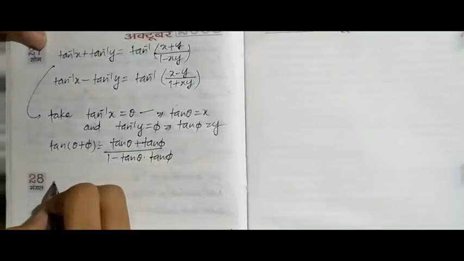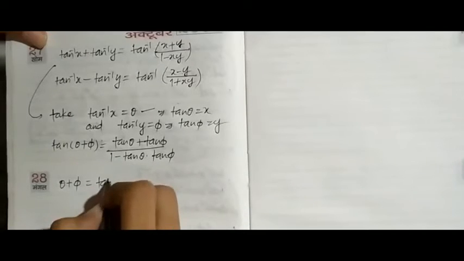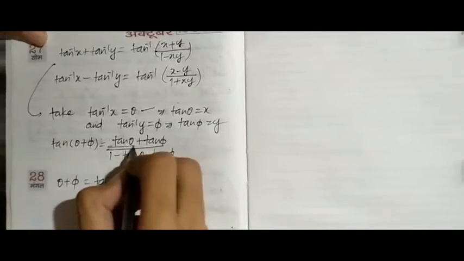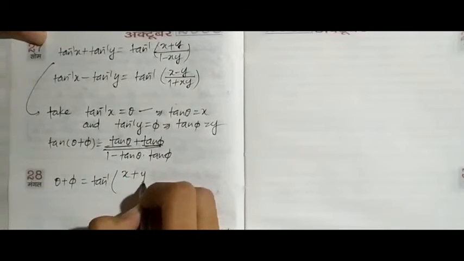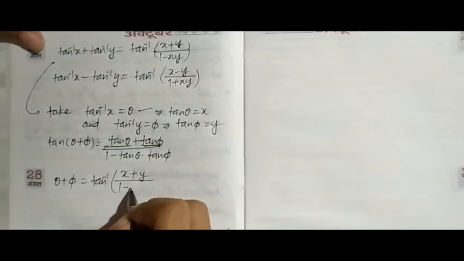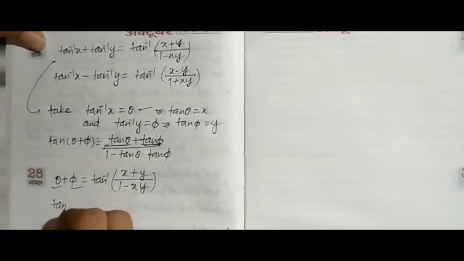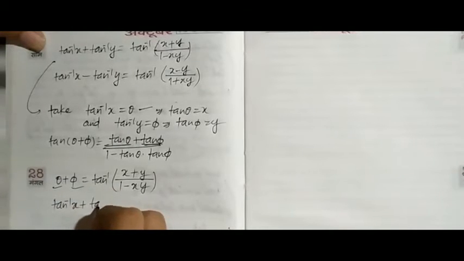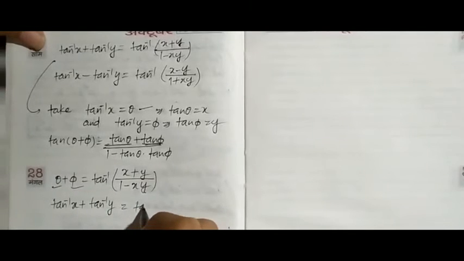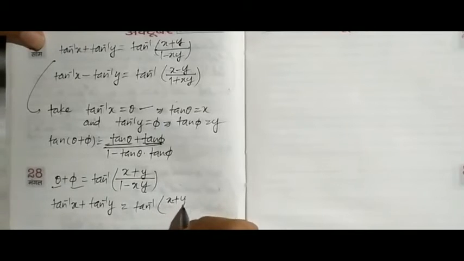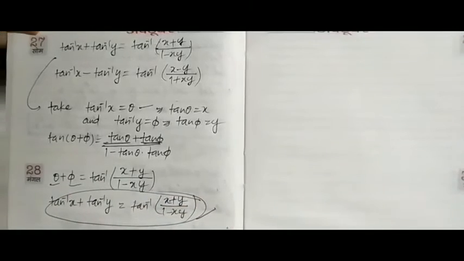Then replace them. It can be written as theta plus phi equals tan inverse of, replacing tan theta by x and tan phi by y, (x plus y) upon (1 minus x into y). And theta can be written as tan inverse x, and phi as tan inverse y. So tan inverse x plus tan inverse y equals tan inverse of (x plus y) upon (1 minus xy). This is the required result.